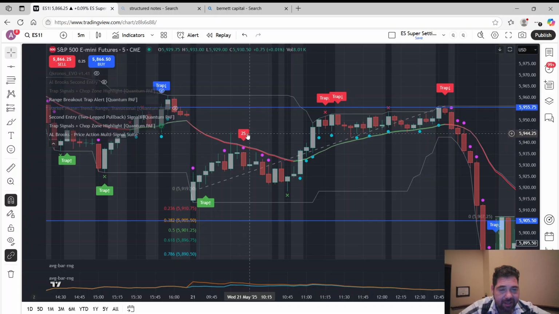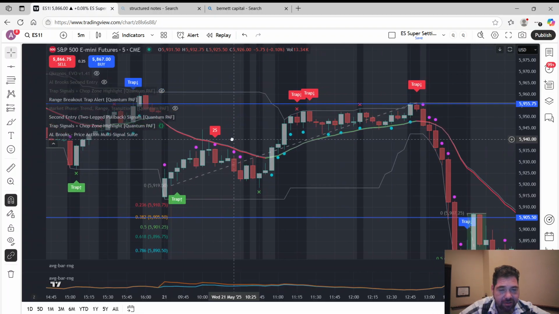I'm not a big fan of second entries when it comes to trading ranges because you need a lot more context to do that. So I'm looking out for failed breakouts. Why am I doing that?